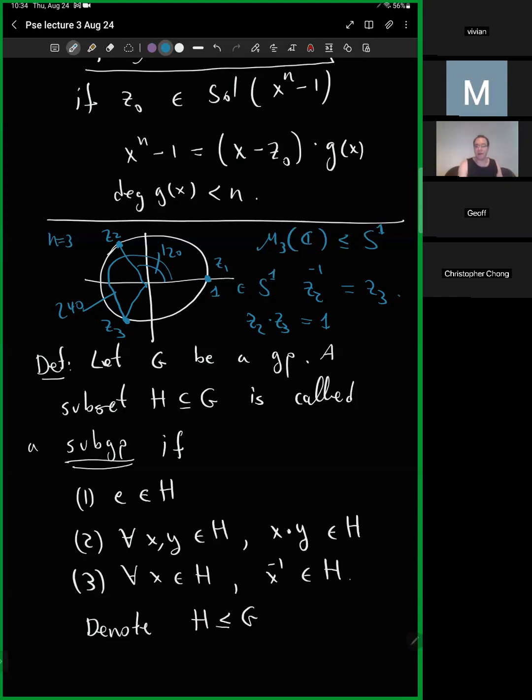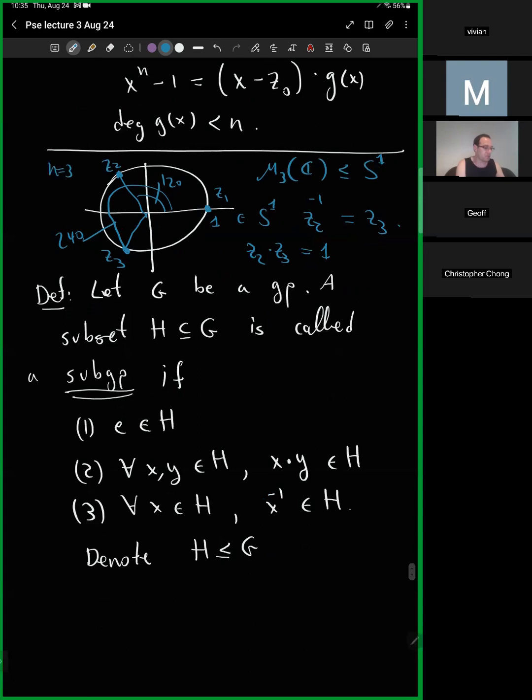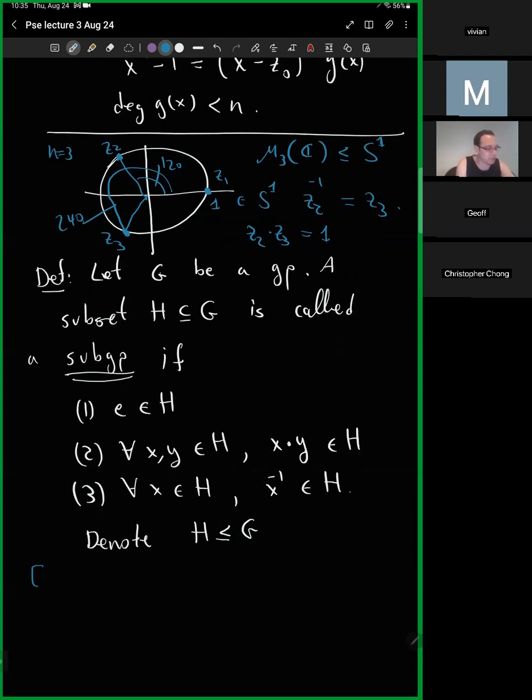Now let's talk more about subgroups. This nth roots of unity is a nice example that we will revisit, but we'll leave it for later. For subgroups, we have many examples actually. This is a very common object you run into.